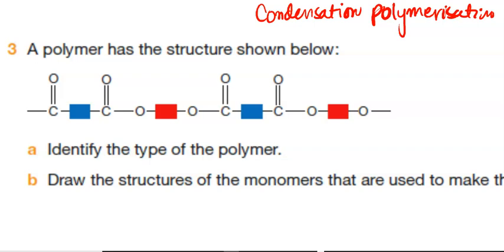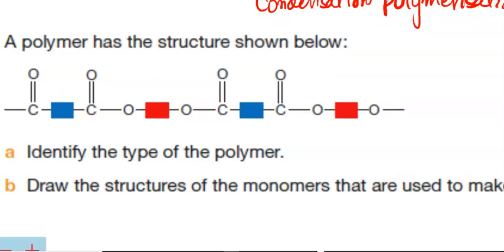You have an ester linkage, and an ester linkage is formed from two functional groups. One is carboxylic acid and the other one is alcohol. So if a monomer or a compound contains different functional groups and they join together, they make a condensation polymer. Now draw the structure of the monomer.